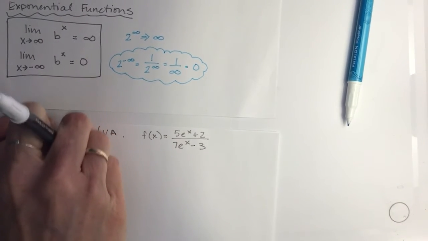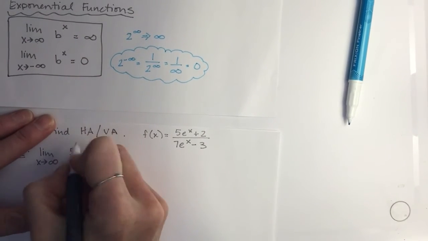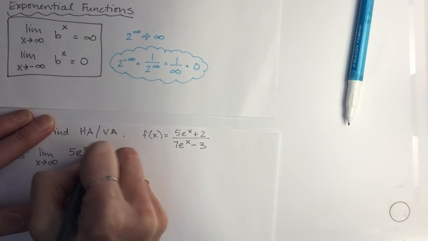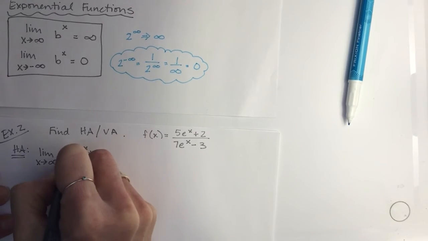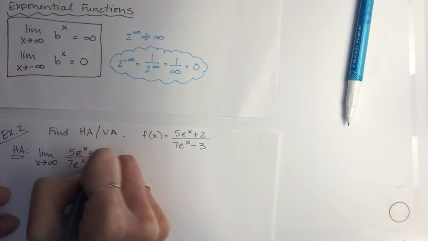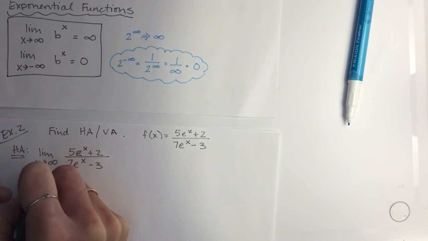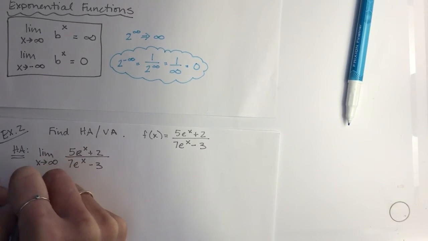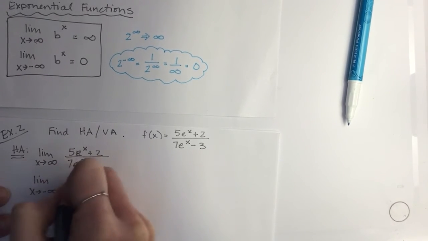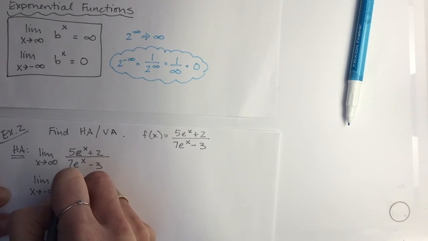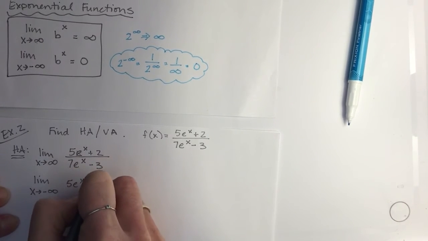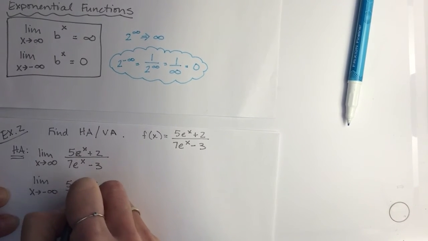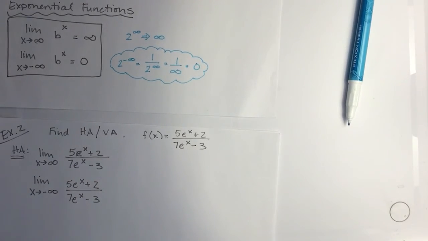Oh, darn it. Sorry about that. 5e to the x plus 2, and then 7e to the x minus 3. And then we have to check the negative infinity, right? So 5e to the x plus 2 over 7e to the x minus 3. Okay, so we're going to do a horizontal asymptote first.